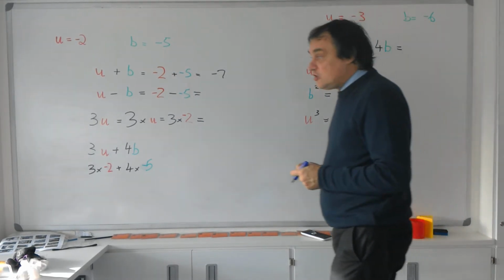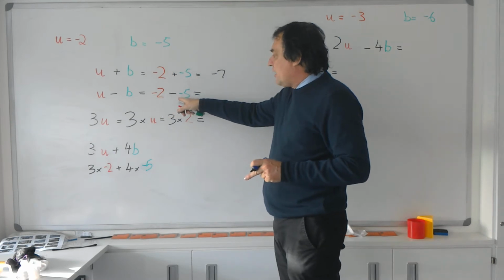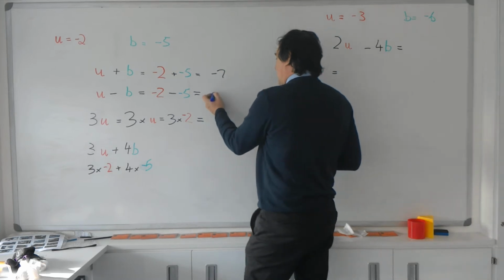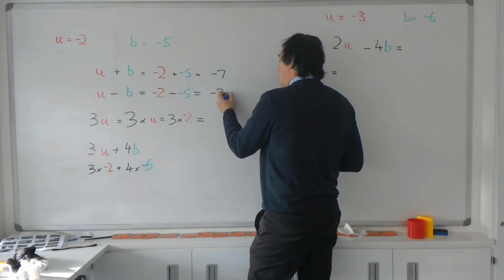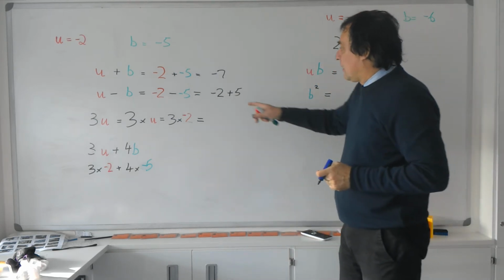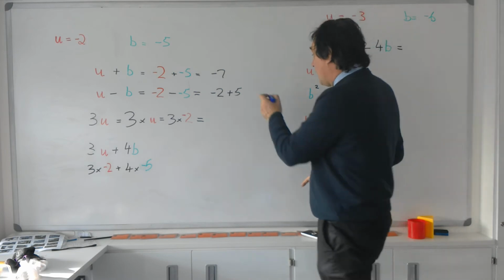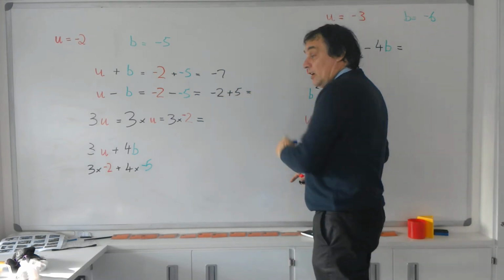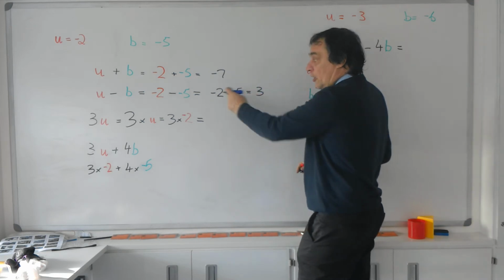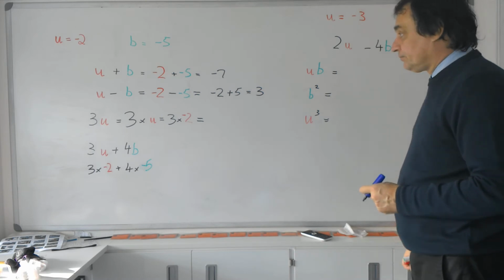Okay, if we've got u minus b, this is where it gets a little bit interesting. We've got -2 minus -5. Now that is going to be the same as -2 plus 5, because remember these two minus signs, the green and the black minus signs, two minus signs together make a plus in our sum. So we're left with -2 plus 5, which gives us an answer of 3. We start on -2 and go 5 in the positive direction.